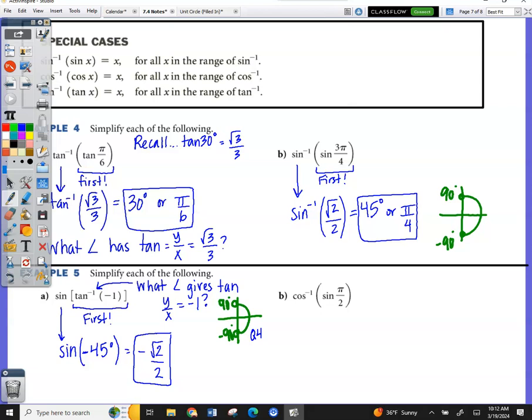Sine of pi over 2 is y. All right, let's do this one, the inverse cosine. We're going to do the innermost one first. You can probably do this one in your head, but I'd encourage you to try it in your head and then go to your unit circle and confirm you're on the right track. Sine of pi over 2 is telling me what's the y value at 90.